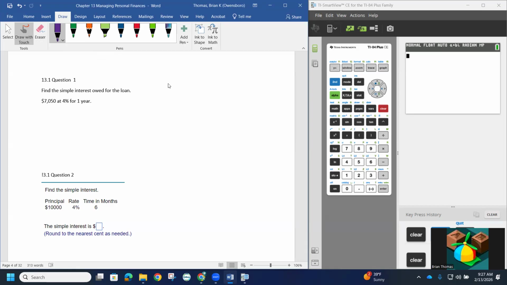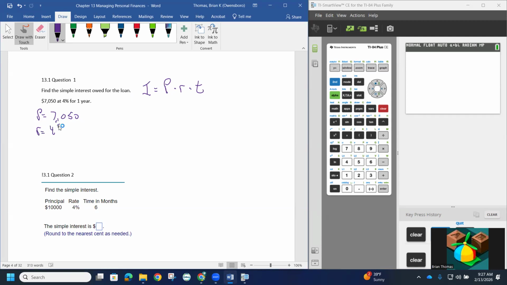So since it says simple interest and it says find simple interest, our formula was interest, if we're involving simple interest, is going to be the principal times the rate times the time. So remember, the principal is your initial amount. In this case, what we borrowed, because it's a loan. So P in this case is the $7,050.